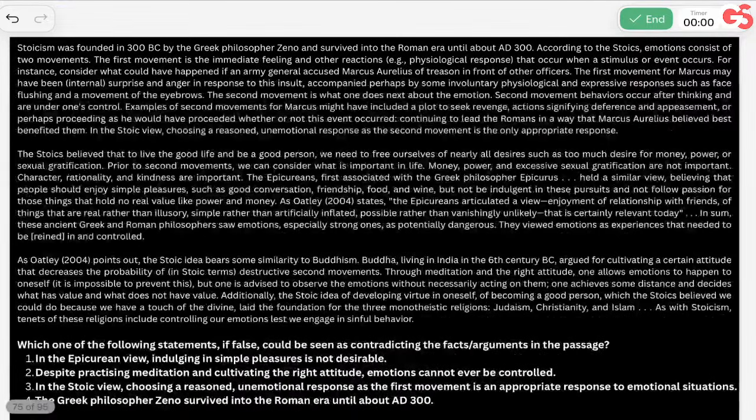ठीक है. Next. Which one of the following statements, if false, could be seen as contradicting the facts or argument in the passage? If false. All right. In the Epicurean view, indulging in simple pleasures is not desirable. ये तो ठीक है ना? They should enjoy.